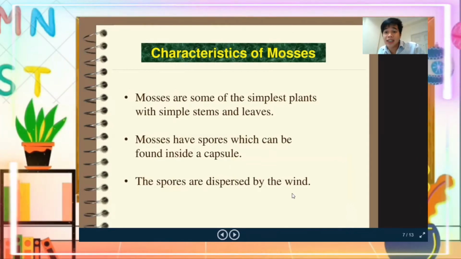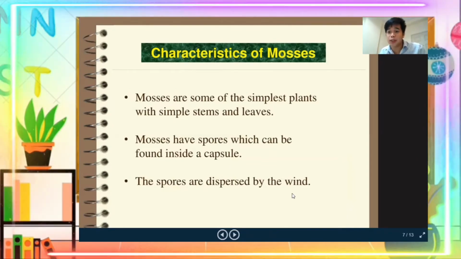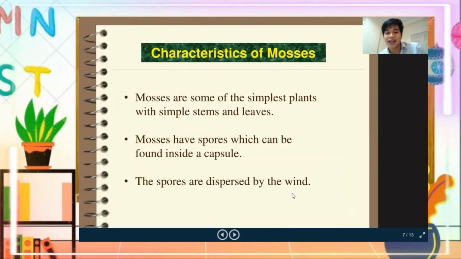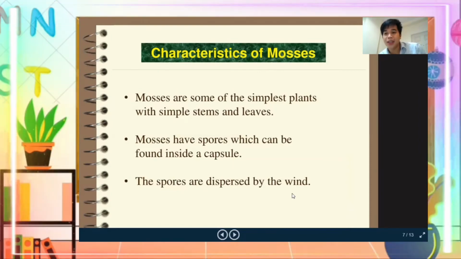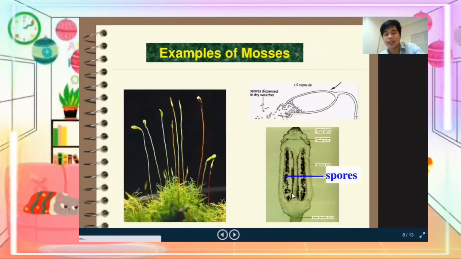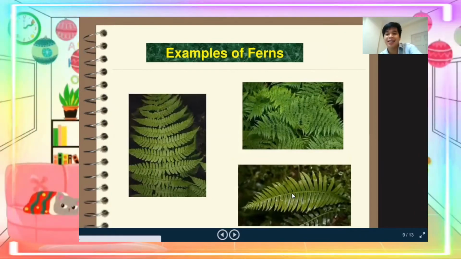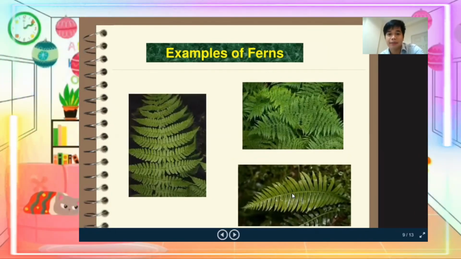Mosses have spores which can be found inside a capsule. The spores are dispersed by the wind. As you can see in the picture, these are examples of mosses. Next, examples of ferns.